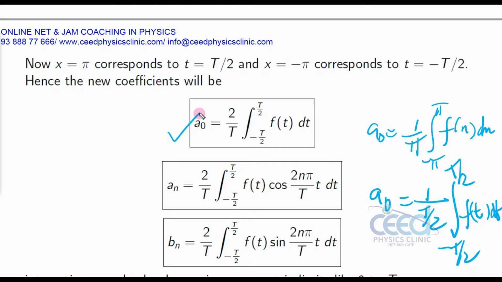Similarly, we can do an cos nx. That is, an is 2 by T integral minus T by 2 to T by 2 f of t into cos nx dx, and that also I can replace with 2 pi by T, in terms of time period. And bn also we can represent as 2 by T integral minus T by 2 to T by 2 f of t sin 2 n pi t by T dt.